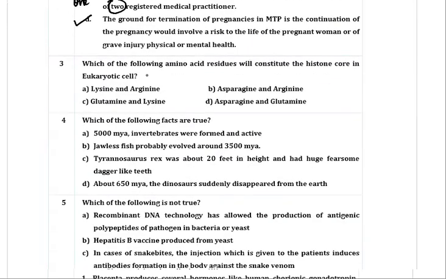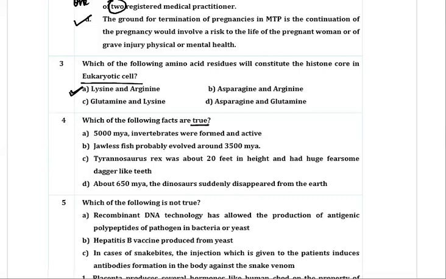Which of the following amino acid residues will constitute the histone core in eukaryotic cells? If you remember, the correct answer was lysine and arginine. In NCERT, it is very clearly highlighted the alkaline nature of histones. So here, lysine and arginine will be the correct answer. Okay. Next question. Which of the following facts are true?